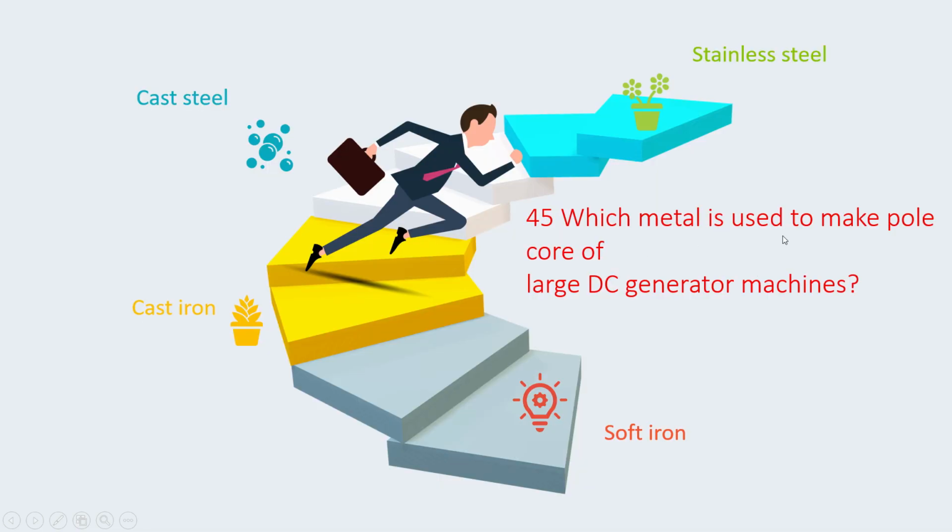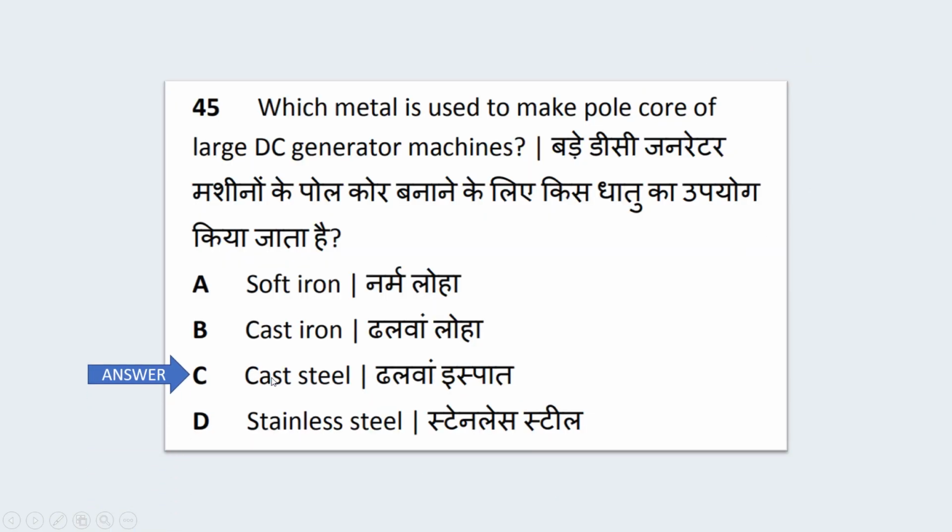Which metal is used to make the pole core of large DC generator machines? Soft iron, cast steel, stainless steel. The answer is cast steel.